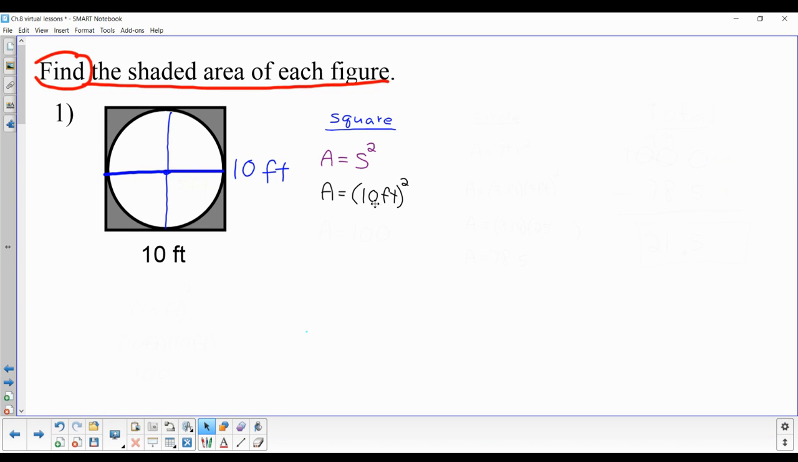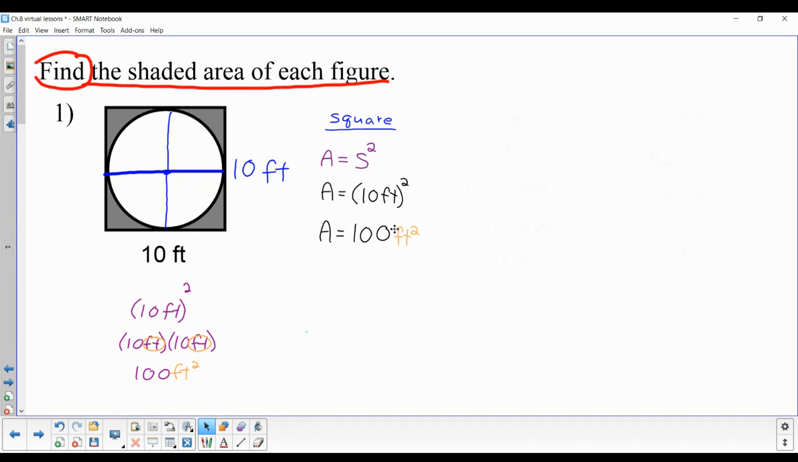Then exponents. We do have an exponent. Please remember that 10 feet squared means 10 feet times 10 feet, not 10 times 20. So 10 times 10 is 100, and feet times feet is square feet, which means the answer to our problem, the area equals 100 feet squared.